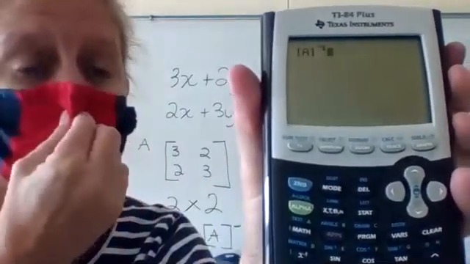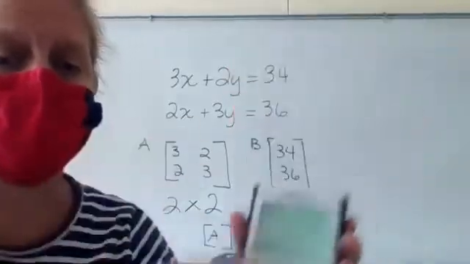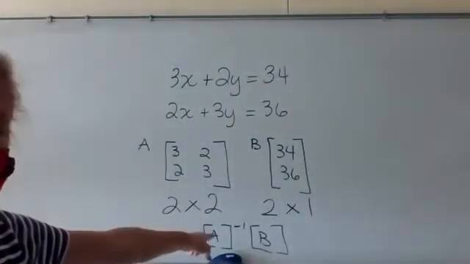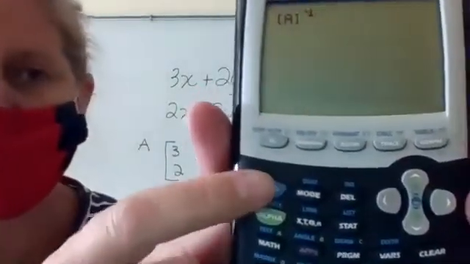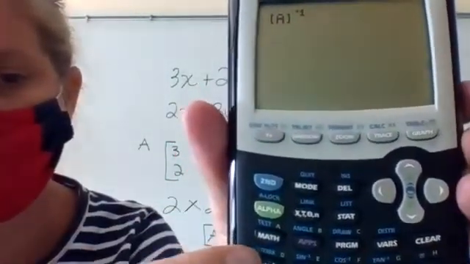So that gives you a -1. Now what do I need to see? I want to see A to the -1 B. So now let's go back to my matrix. Second matrix.